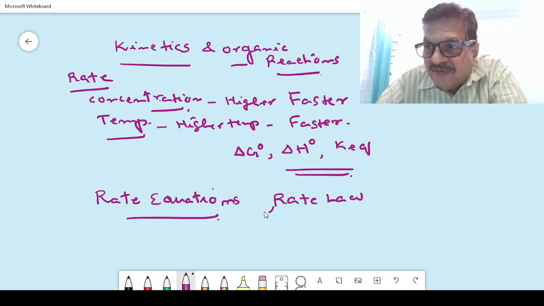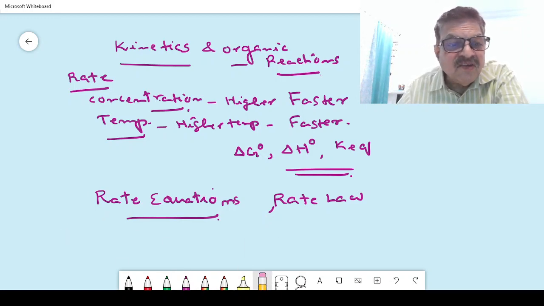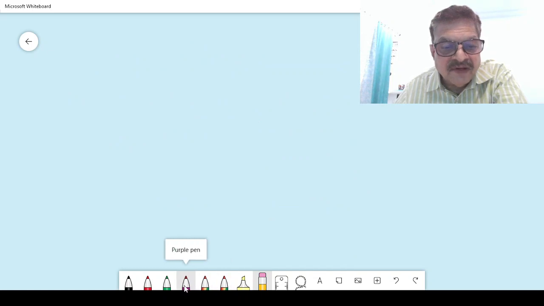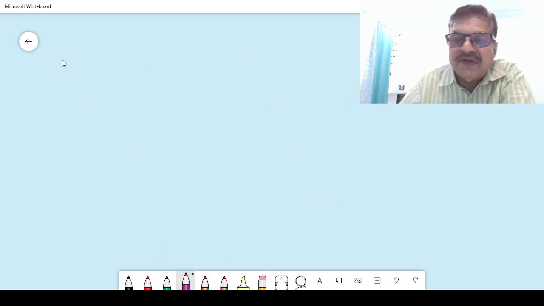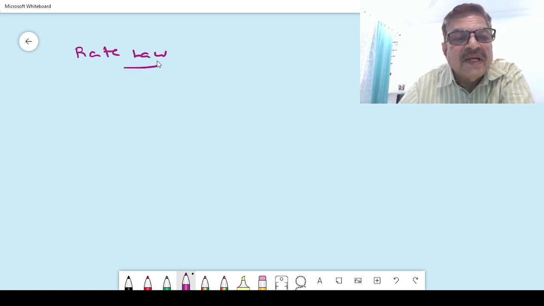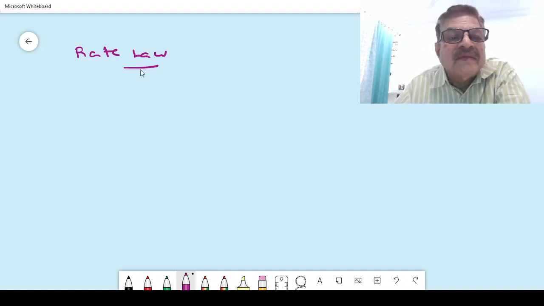So a rate law now has two important terms here. I will not give you the formula and all this kind of thing. I will simply explain what is meant by a rate law and all these things, so that you know how we are going to apply it in our organic reactions. That is more important here. So the rate law or rate equation has two important terms here. That is the rate constant K and the concentration of the reactant.